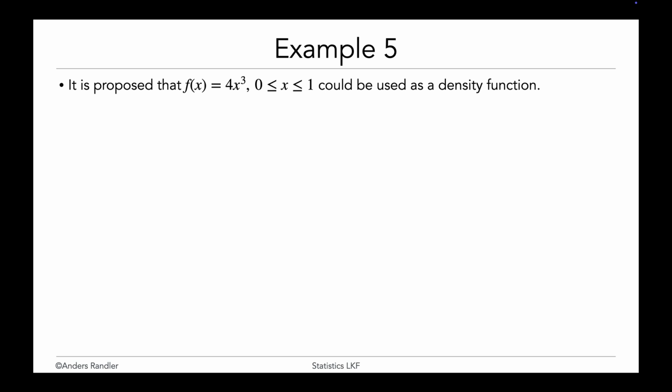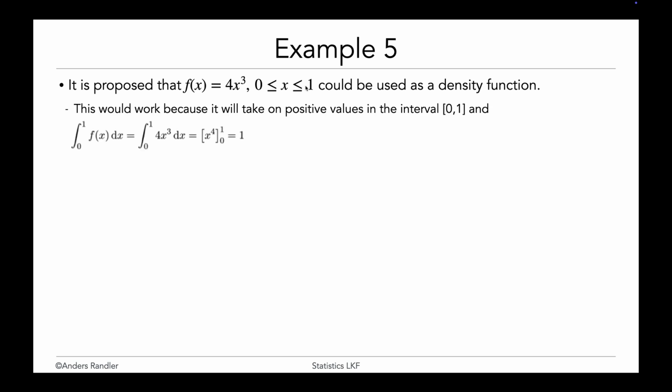It's proposed that f of x equals 4 times x to the power of 3 could be a density function when x goes from 0 to 1. This works because if we integrate from 0 to 1, the primitive function for this is x to the power of 4. If you just differentiate this, you will get this. So yes, it works. And then evaluating this first for 1 and take away what happens if we enter 0, we'll get 1. So yeah, that works.